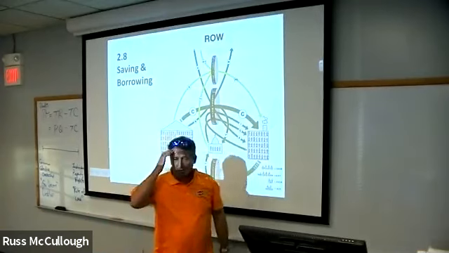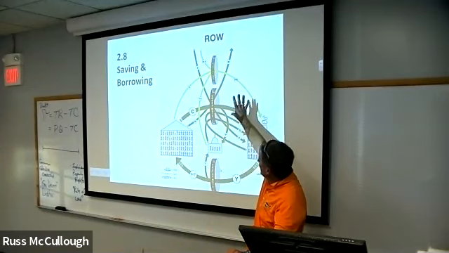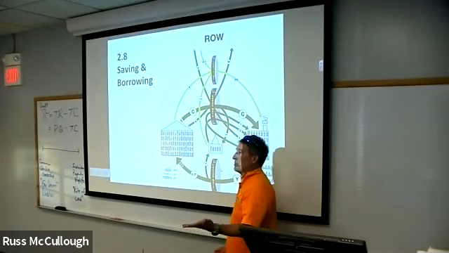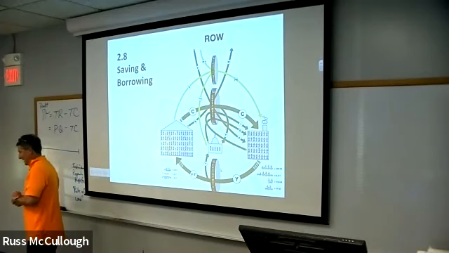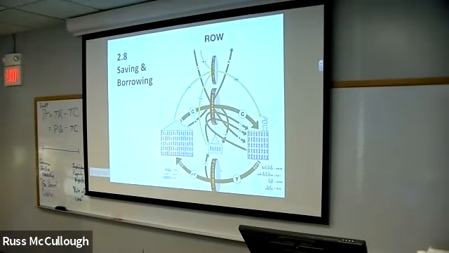And the government also enters the financial markets because they're not good at paying their bills. What do we call that when the government doesn't collect enough taxes to pay for their spending?